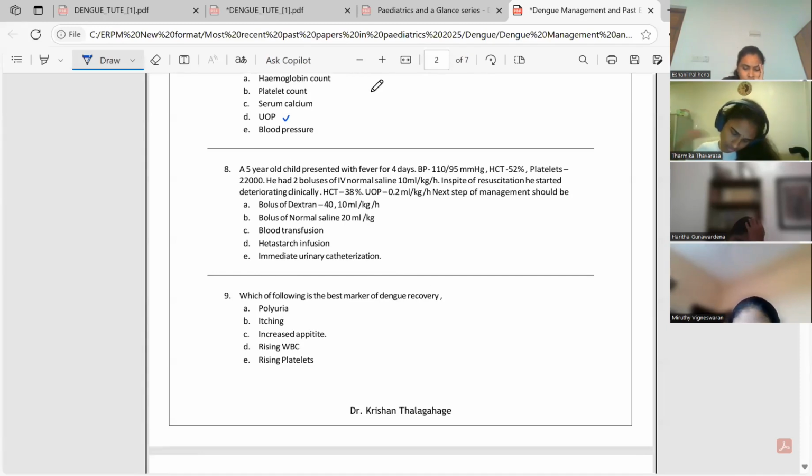A 5-year-old child presented with fever for 4 days, blood pressure 110/95. Hematocrit 52%, platelet 22,000. He has already had 2 boluses of normal saline. In spite of resuscitation, he started deteriorating. Hematocrit 38. Urine output low. Now tell me the answer to this.